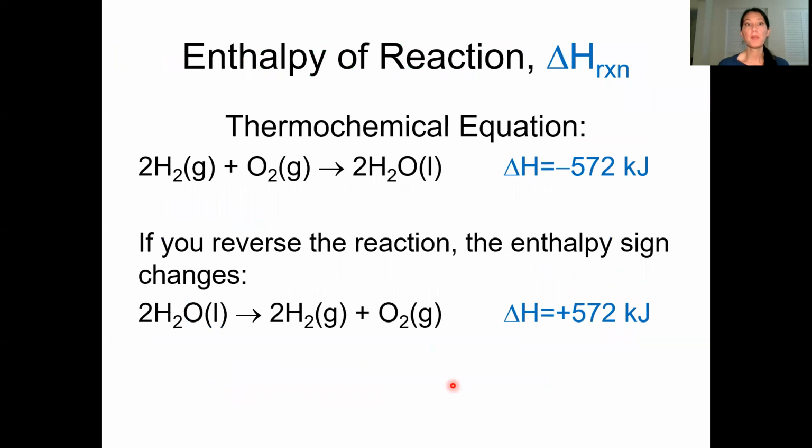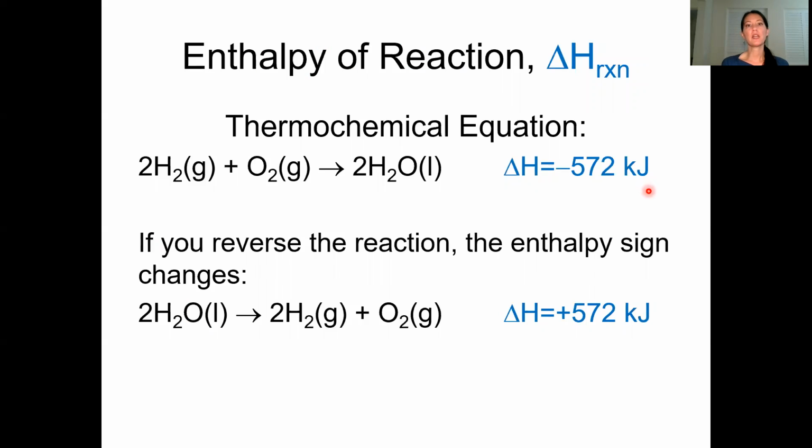What can we do with this information? We can do a lot, actually. Sometimes you'll also see this for a reaction, this little subscript rxn, ΔHrxn, for enthalpy of reaction. Sometimes it's there, sometimes it's not, but basically it's the enthalpy for the reaction as written. This type of equation is called a thermochemical equation, just because there's some thermochemical information associated with it.